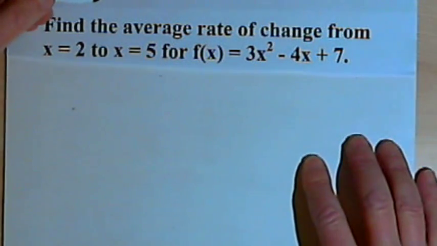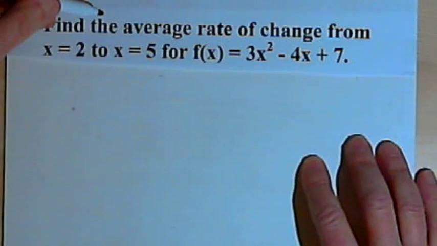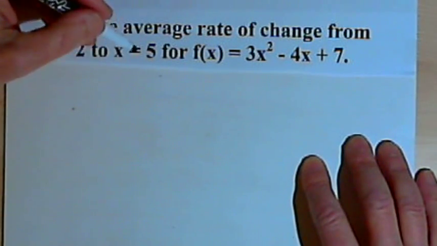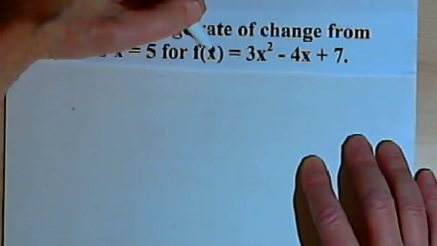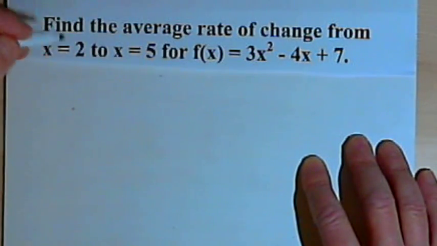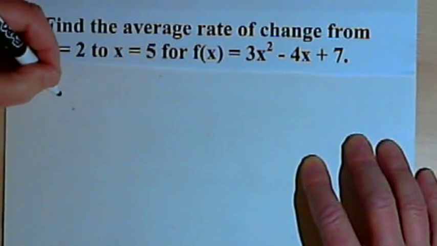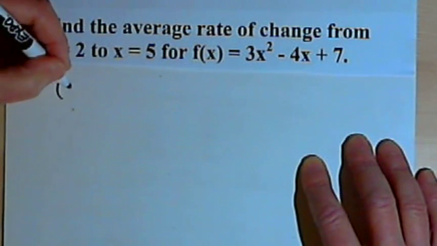So here we've got a problem that says find the average rate of change from x equals 2 to x equals 5 for f of x equals 3x squared minus 4x plus 7. Okay, so we've got 2 x's. We've got an x sub 1 and x sub 2. Let's start filling some information in.